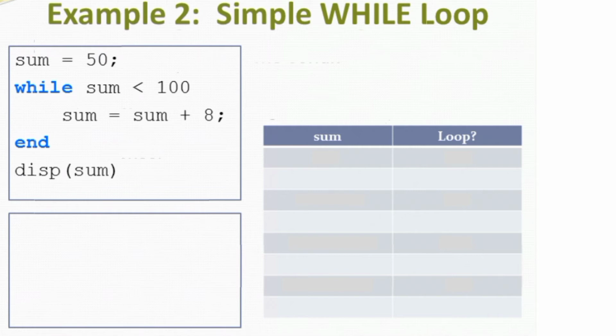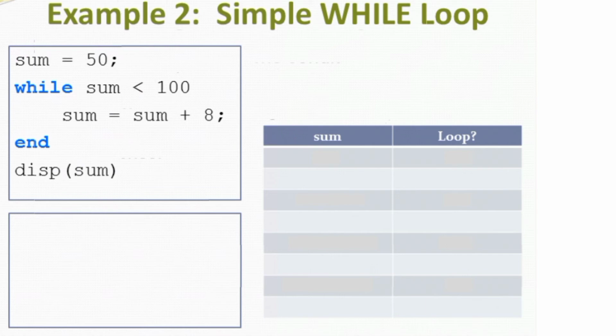You can see over here on the left, we have a variable called sum. Its initial value is set to 50. Then we have a while loop. The condition for our while loop is while the sum is less than 100, we're going to repeat. And the Matlab command that we're going to repeat is sum equals sum plus 8. So we're going to add 8 to the value of sum every time we iterate through this loop. And then we're going to display the value of sum at the end.